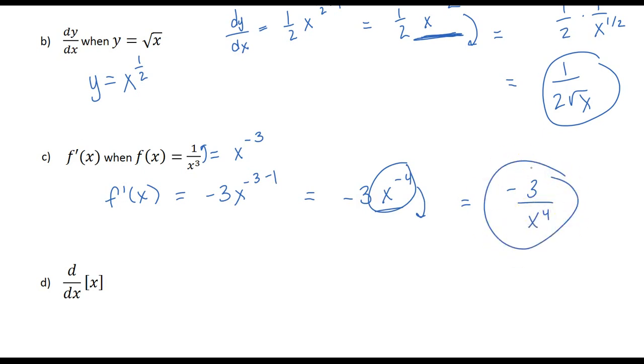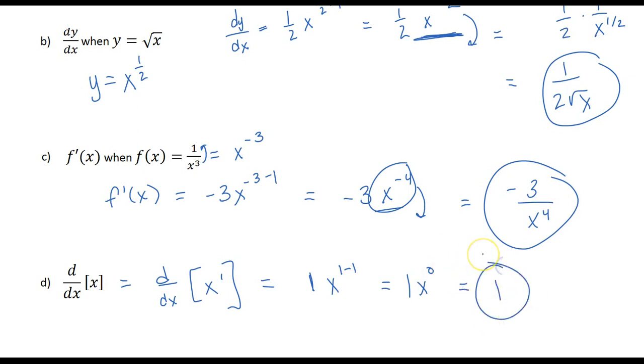And then finally, the derivative with respect to x of x. You could think of this as the derivative with respect to x of x to the first power. So if you brought down a 1, that would be 1 times x to the 1 minus 1, or 1 times x to the 0. And anything to the 0 power is just 1. So this one might be worth learning and just using. The derivative with respect to x of x is always going to be 1. That would probably be an important form for you to know.